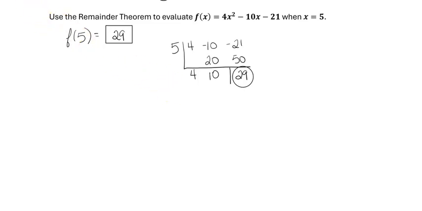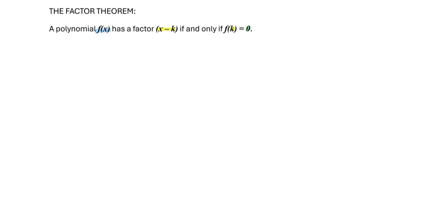That's the remainder theorem. And the remainder theorem leads to the factor theorem. Because what if your remainder is 0? If your remainder is 0, that means your divisor is a factor of your dividend, or x minus k is a factor of f of x if your remainder is 0. And that's what the factor theorem is telling you. See here, I wrote it out for you. The factor theorem says that a polynomial f of x has a factor x minus k if and only if f of k, when you evaluate the polynomial at k, equals 0.